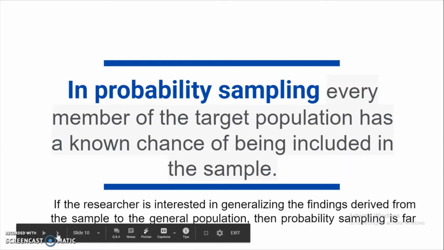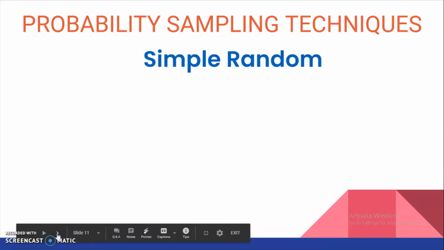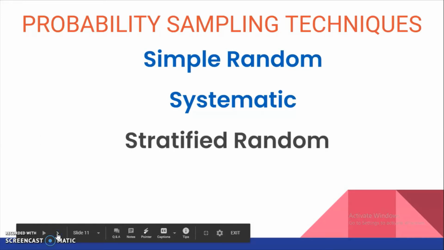If there are some 1,000 students in the school, and you want to do the research on them, every member may get a chance to be included in the sample. So this type of sampling technique we call probability sampling. And there are different types of probability sampling, and now we'll see the different types of probability sampling techniques. One is simple random sampling, then systematic sampling, stratified random sampling, and cluster sampling.